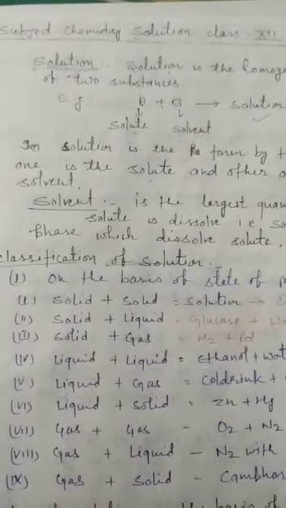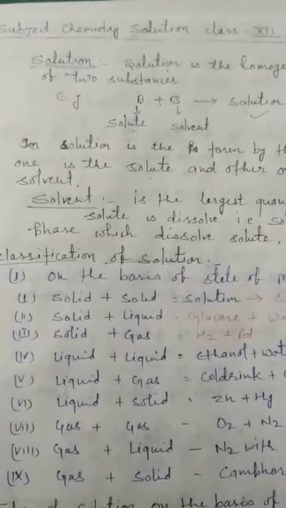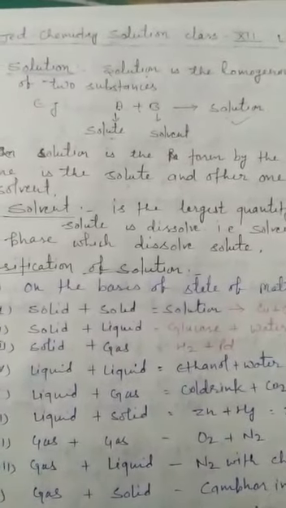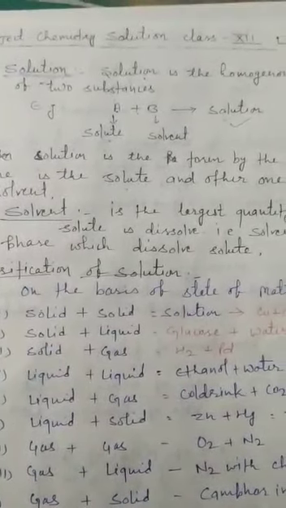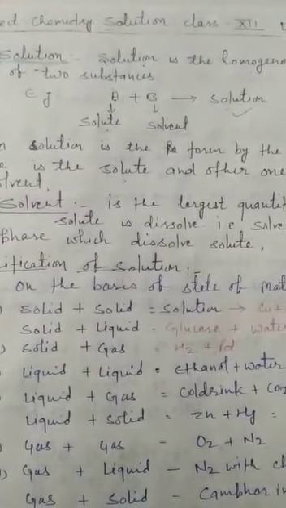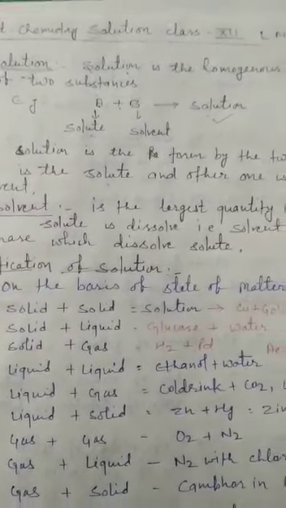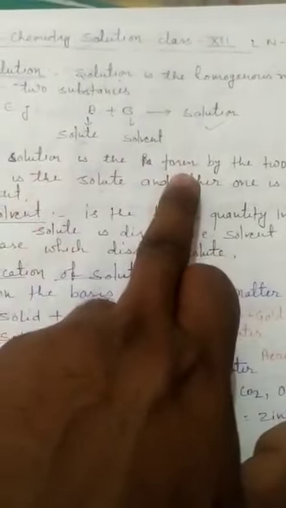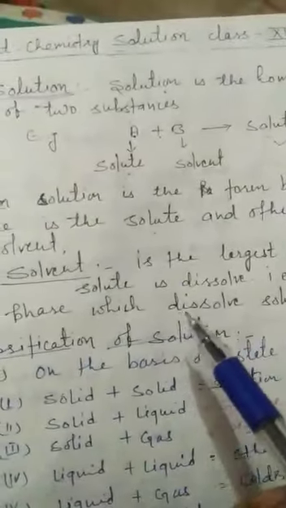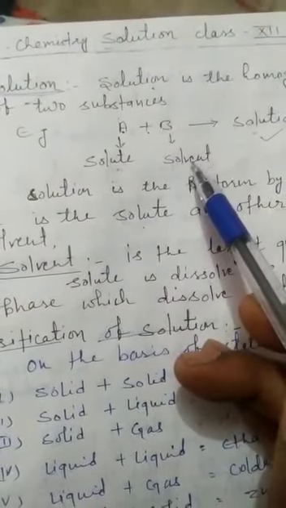Now we will discuss chemistry chapter number 1, Solution. So dear students, a solution is a homogeneous mixture of two or more substances. A solution basically has a combination of solute and solvent. Here is the solute and this one is the solvent. This is known as a solution. So basically one component is solute and the other one is solvent.